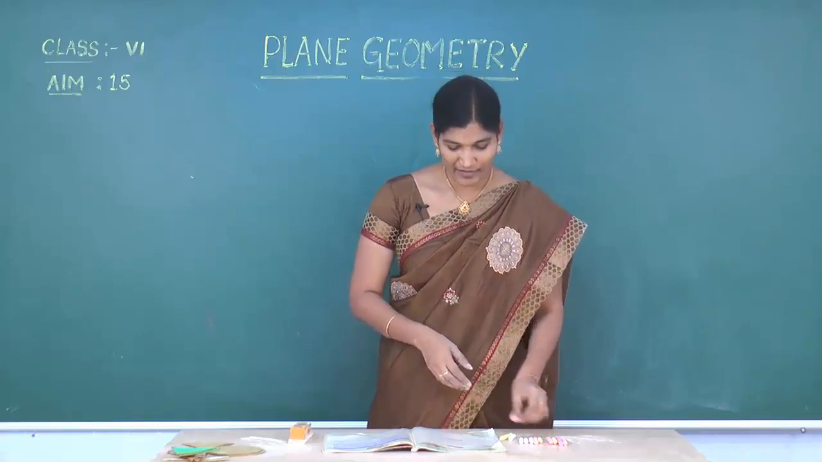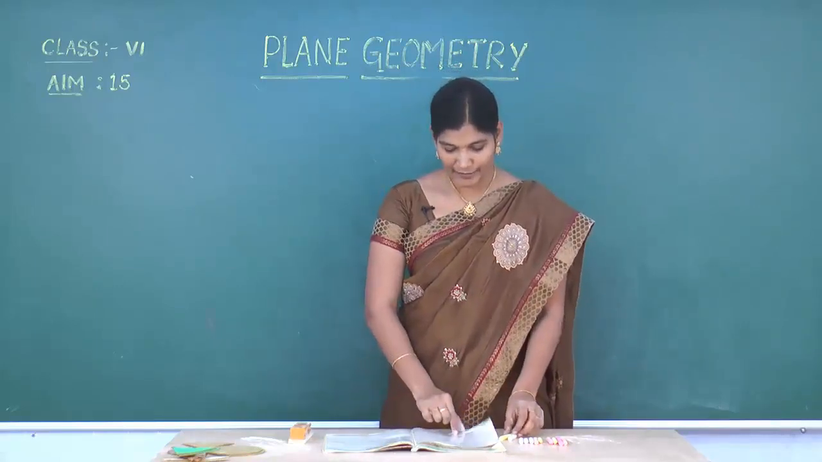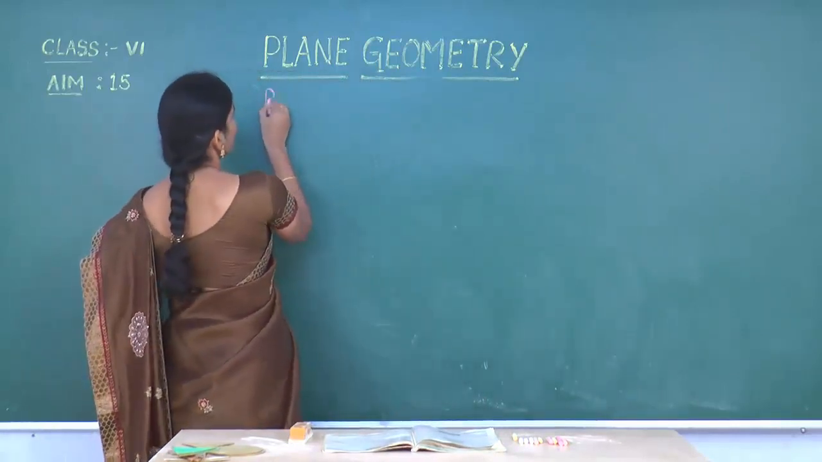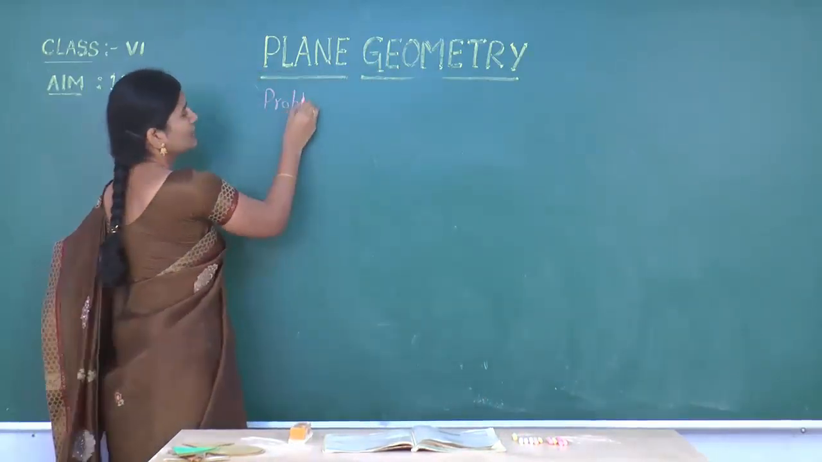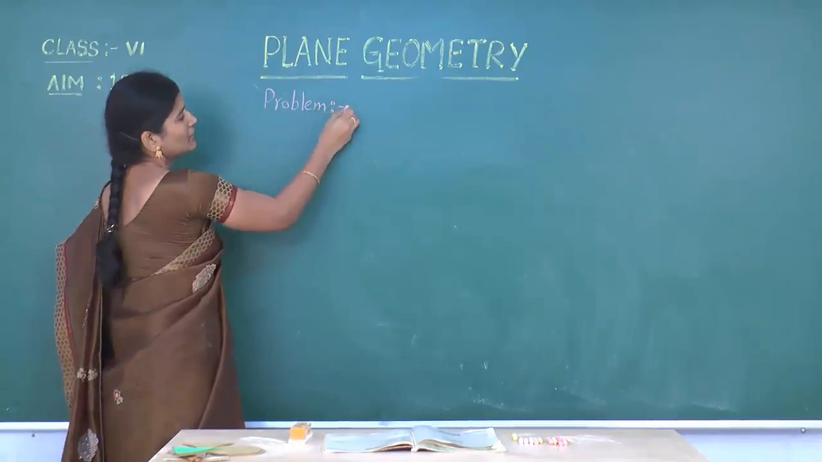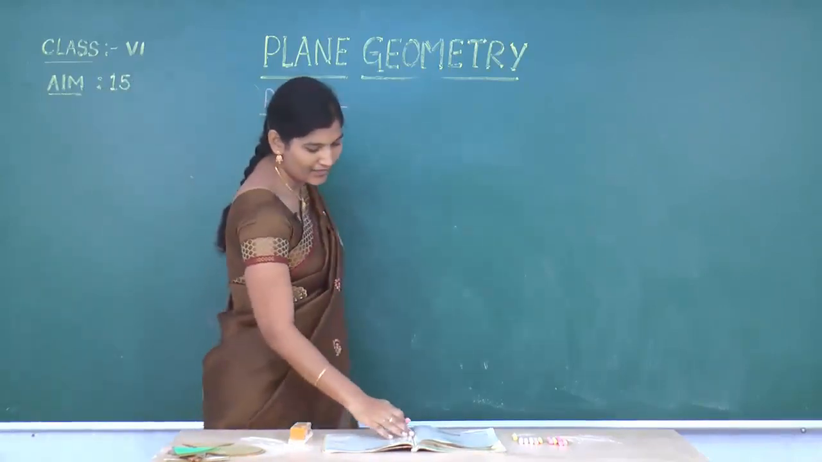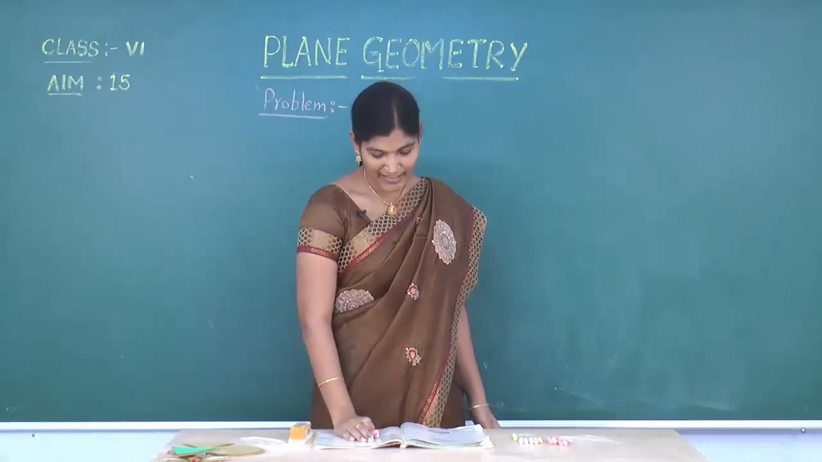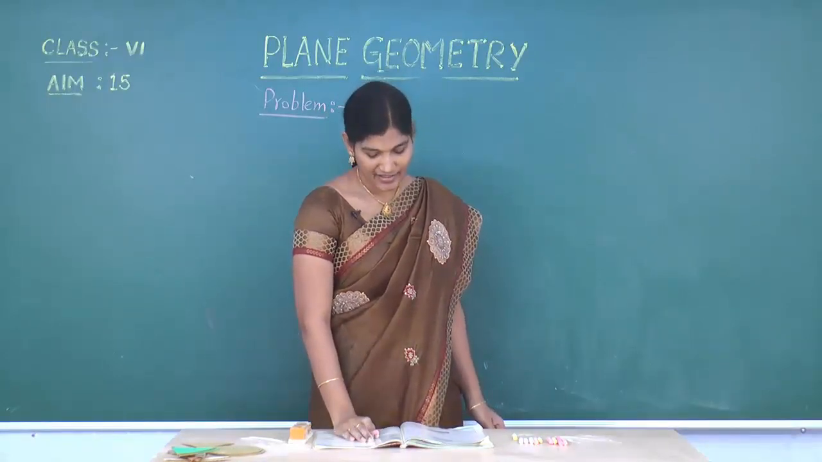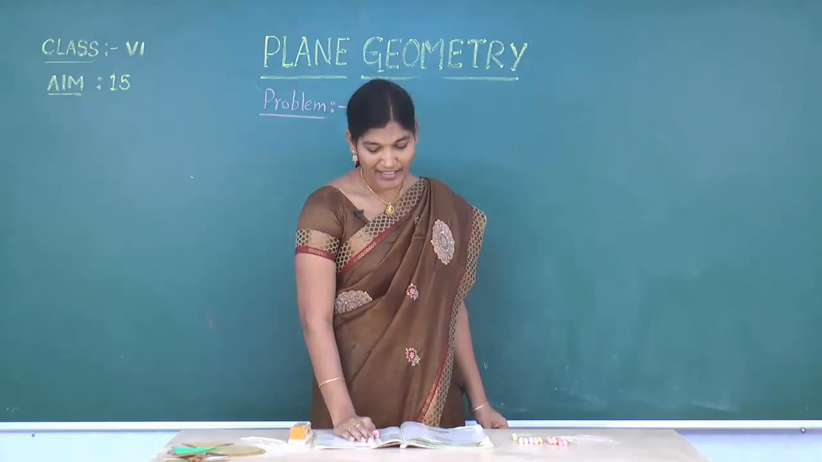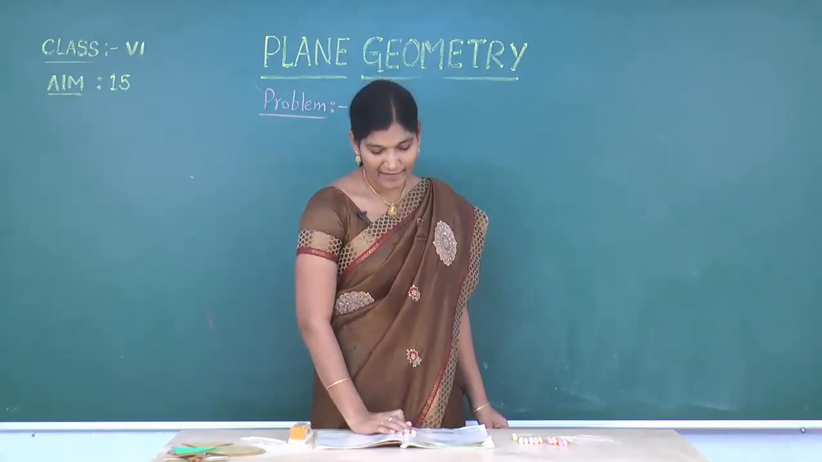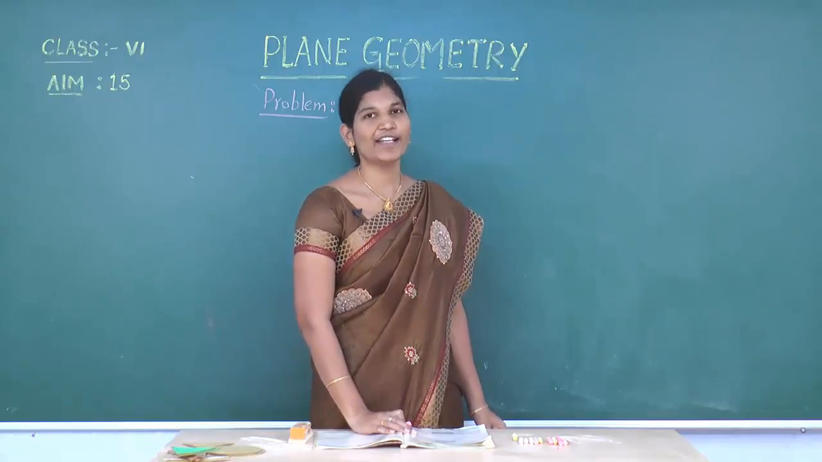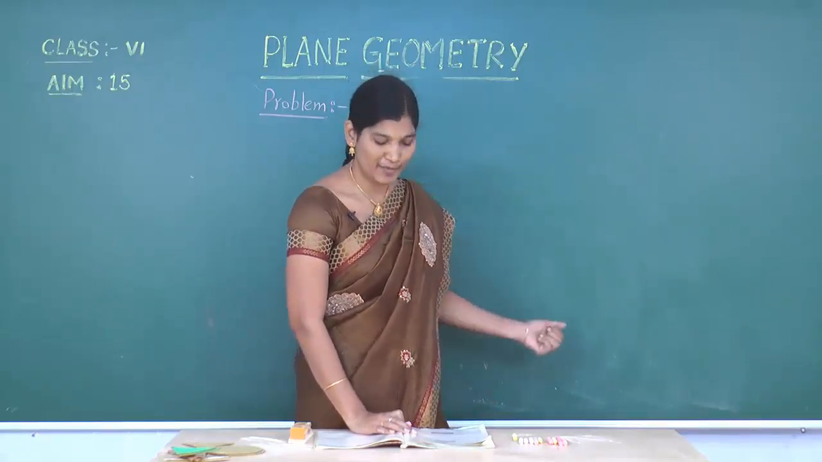Let me take one problem from our textbook, and here they have given some figure. In the following figure, triangle ABC and triangle DBC are two triangles such that AB is equal to BD and AC is equal to CD. We have to show that those two triangles are congruent. Let me write the problem on the board.